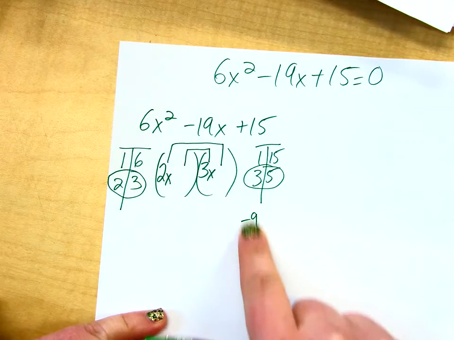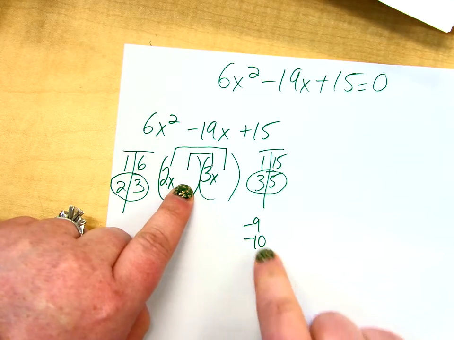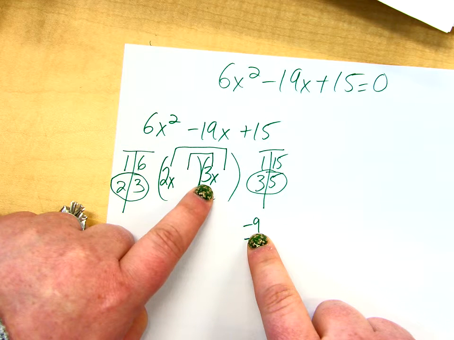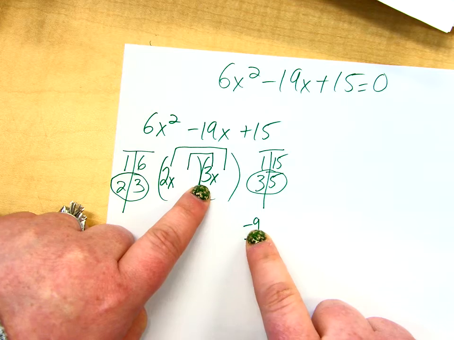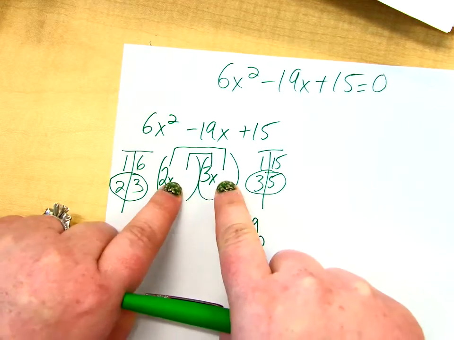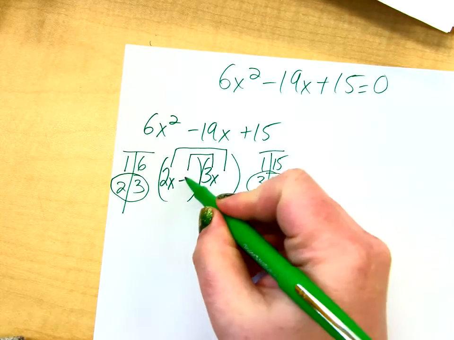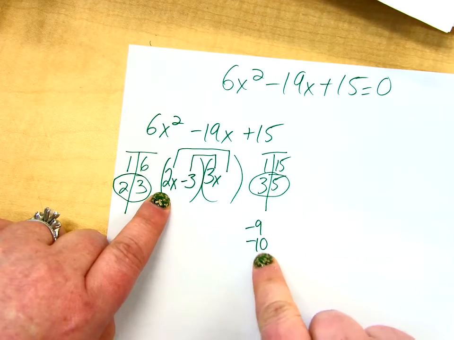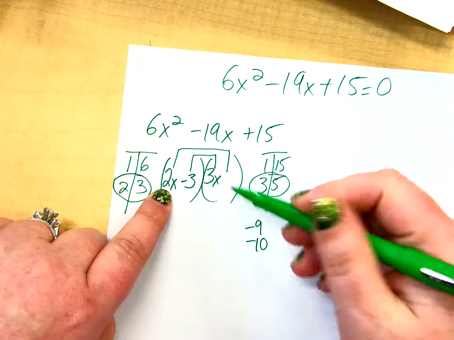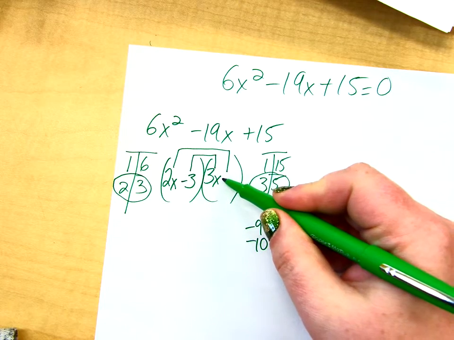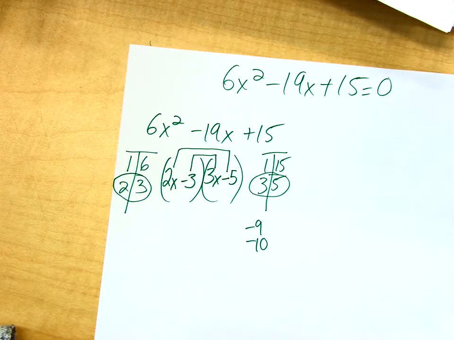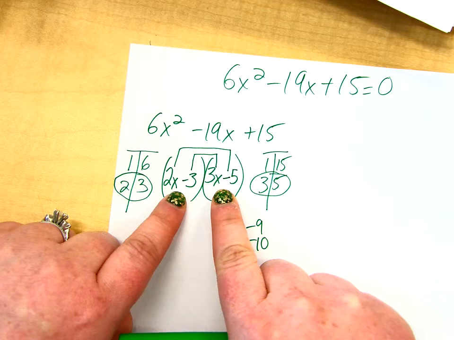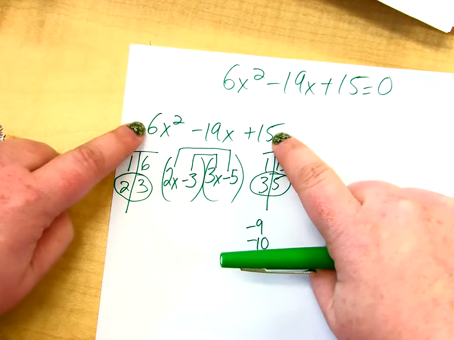I need to do 3 times something to get either a negative 9 or a negative 10. Well, I can get a negative 9 by multiplying 3 times something, right? 3 times what gets me a negative 9? And these are the two numbers that I have to place. So I just put a negative 3 right there. Now it's pretty easy. I have to put a 5 in, and I need to make it a negative 10. So 2 times what gets me a negative 10? Negative 5. So those are my two factors. If you foiled these two back together, that's going to get me back here.